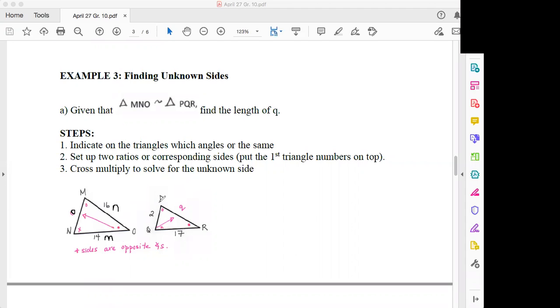Same thing here. We have capital P. This guy is going to be little p. This one's going to be little r. And then Q. For this problem, we need to find our lowercase q, so this guy right here.